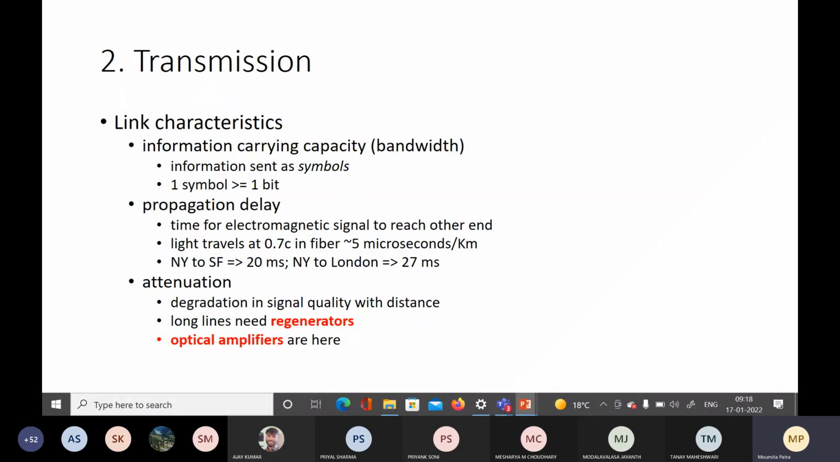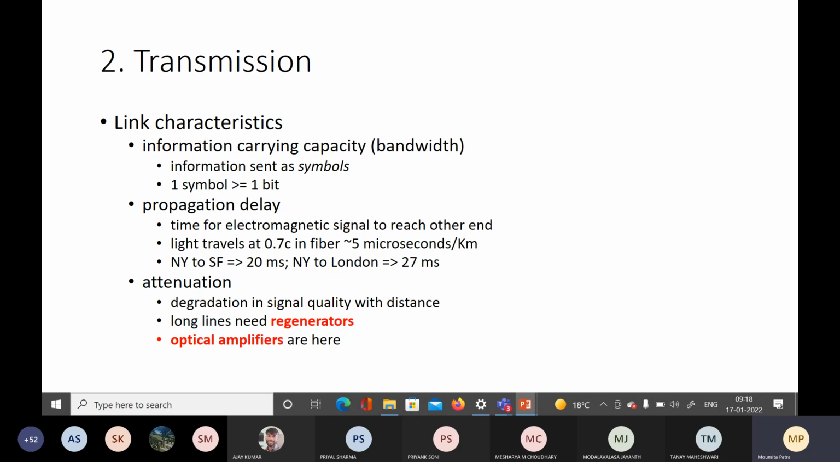So first we need to have a bandwidth. We need to know what the bandwidth should be. There should be enough information carrying capacity, or enough bandwidth. Then the information is sent as digital symbols. And we know that one symbol is around or more than 1 bit. It can carry more data than that.